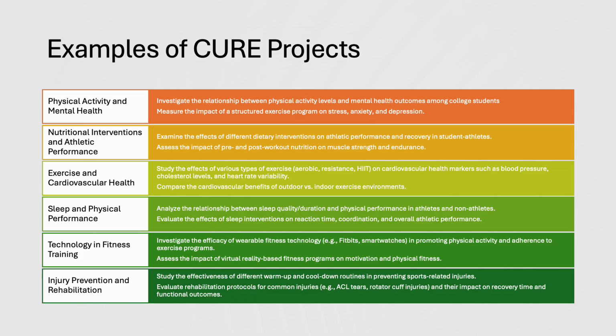So here's a couple of examples of what a CURE program looks like. Some students in the past have been interested in exploring the effects of physical activity and mental health outcomes. Some folks in the nutrition science majors have been interested in nutritional interventions with athletic performance. Some folks have been interested in sleep, exercise, and cardiovascular health. And some folks that are interested in physical therapy have interest in not only technology and fitness, but also in injury prevention and rehabilitation. So here's a couple of examples of what students in the past have done and what could be done as part of your undergraduate research experiences here at Drexel.